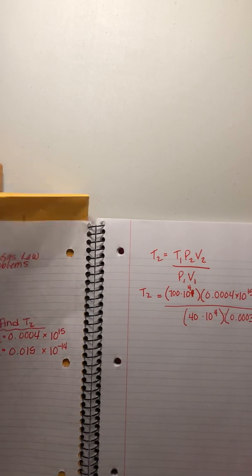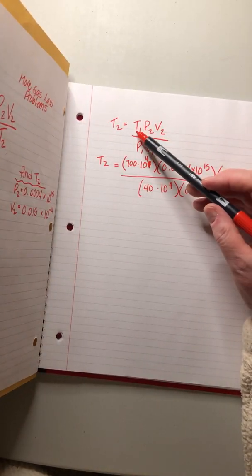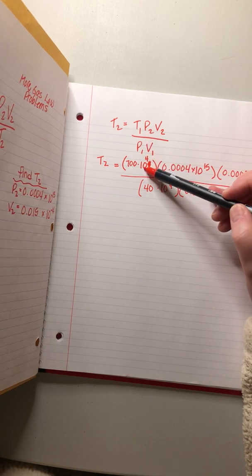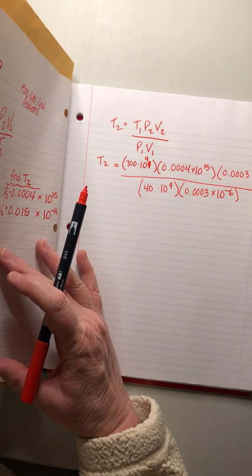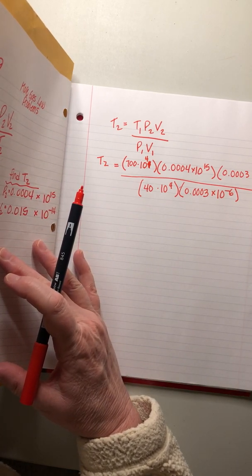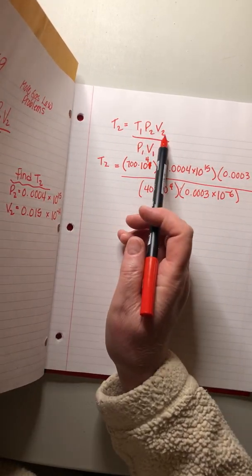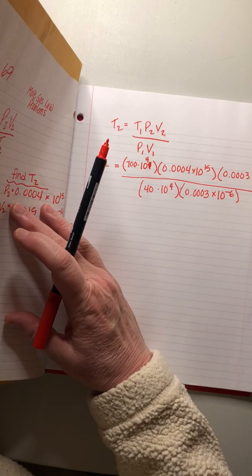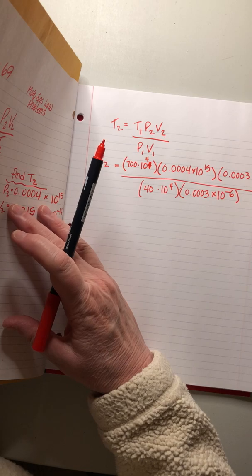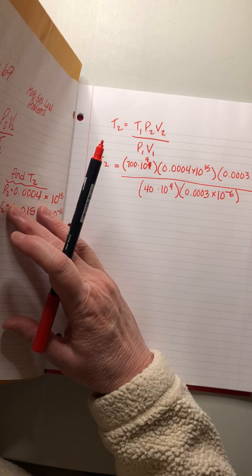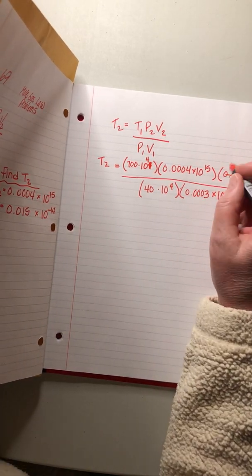What I'm doing, I don't think you can see me very well. Here, I'll move back up. I'm double checking my values. T1, 700 times 10 to the 4th. P2 is 0.0004 times 10 to the 15th, yes. V2 is, there's where my mistake is. I copied it wrong.